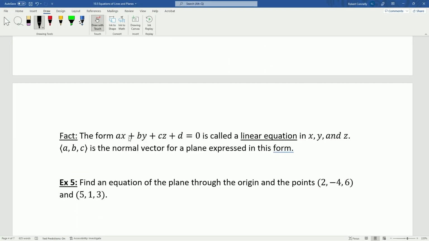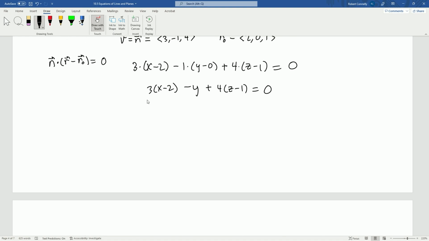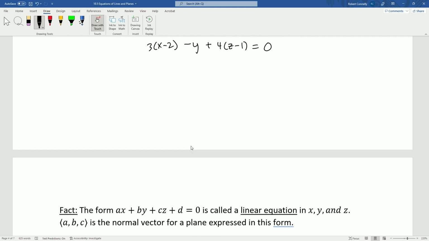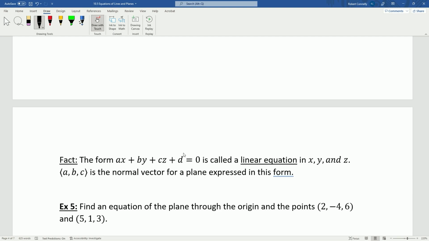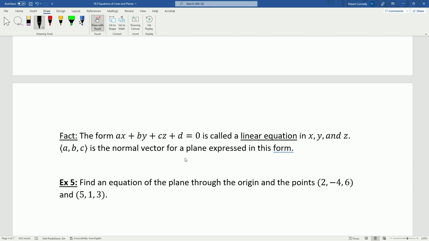So fact, the form ax plus by plus cz plus d equals 0 is called a linear equation in x, y, and z. That's because each term is a linear expression, where a, b, and c is the normal vector for a plane expressed in this form. So to be clear, this equation is the equation of a plane, and that should make sense because if we multiplied out our constants here, we could group all the resulting constants together in this one group, which is d in this form of the equation.